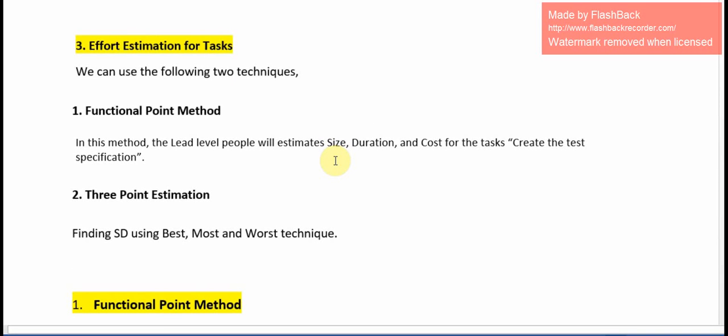Next, effort estimation for task. We can use the following two techniques to estimate the effort for task. Functional point method, 3-point method. First we will see the functional point method. The lead level people will estimate size, duration and cost for the task, create the test specification. Next we will see the 3-point estimation, finding standard deviation using best, most and worst technique.